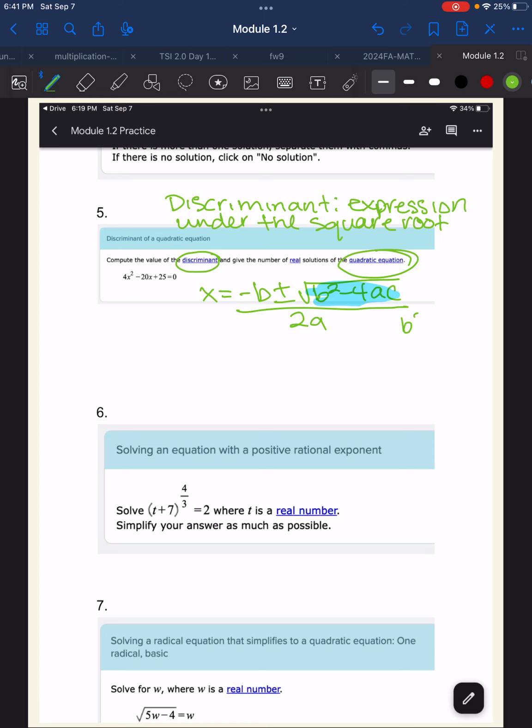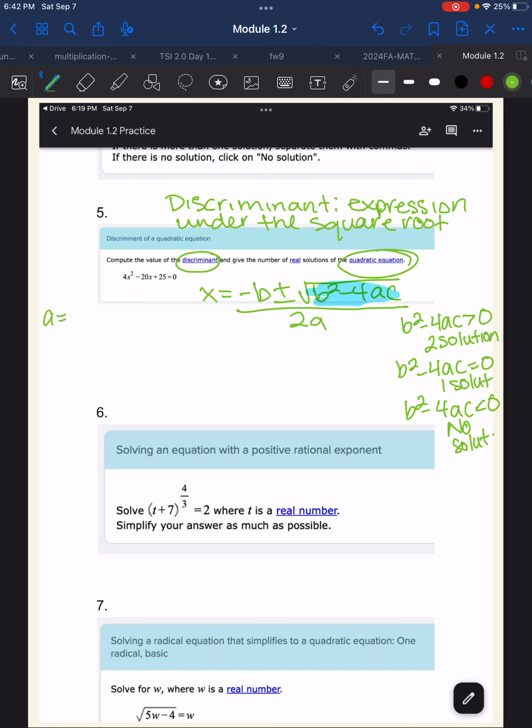If B squared minus 4 times AC is greater than 0, you are going to have 2 solutions. If B squared minus 4 times AC equals 0, you're only going to have 1 solution. If B squared minus 4 times AC is less than 0, then it's no solution. This is probably something else that you would want to add to your notes. All right, let's go for it.